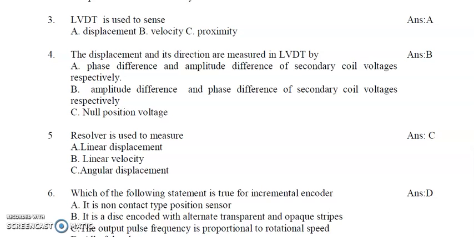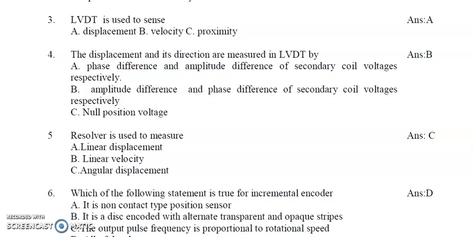Fourth, the displacement and its direction are measured in LVDT by A, phase difference and amplitude difference of secondary coil voltages respectively. B, amplitude difference and phase difference of secondary coil voltages respectively. C, null position voltage. So the displacement is measured by the amplitude difference, and the direction of movement, whether it is a positive direction or negative direction, that is measured by the phase difference of secondary coil voltages.